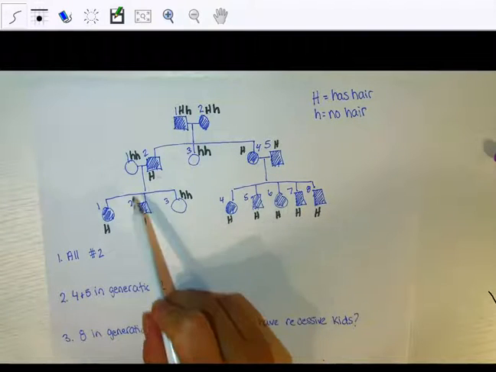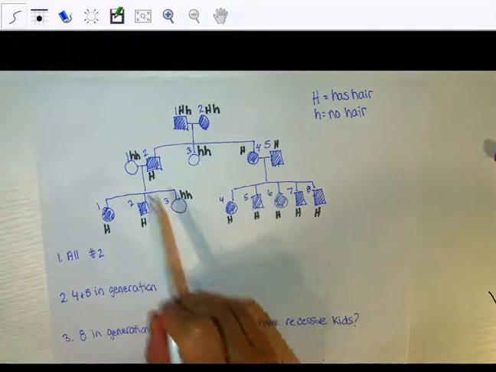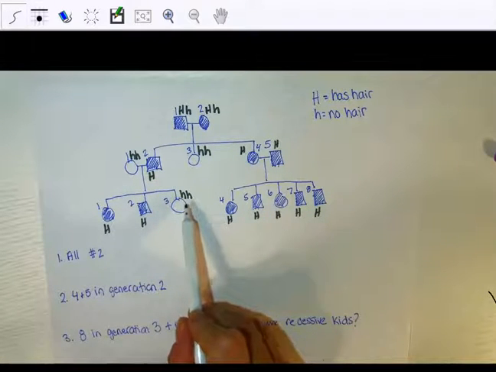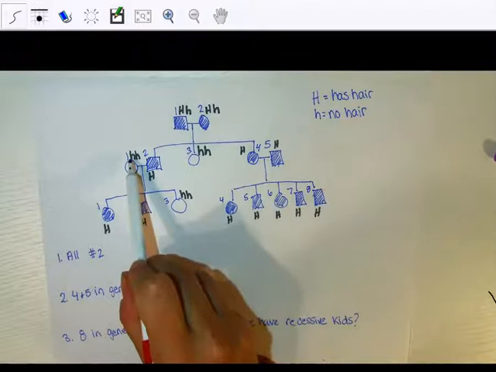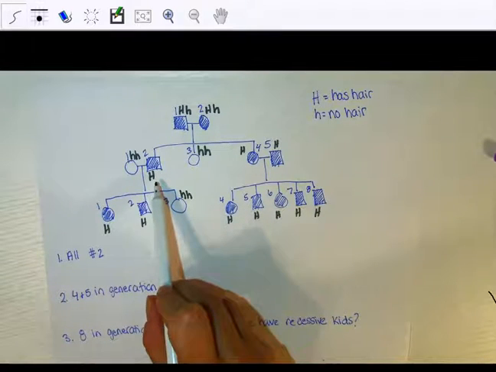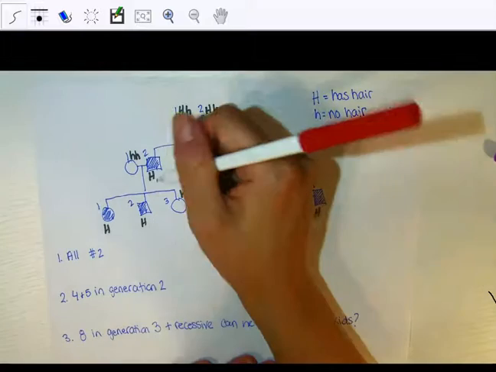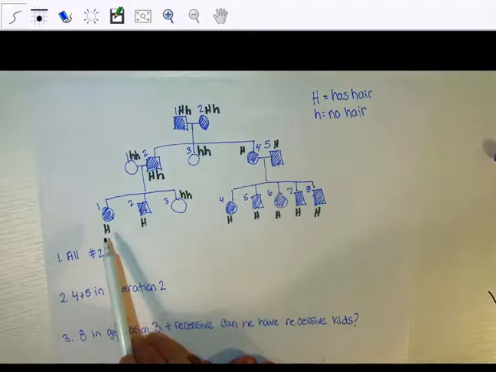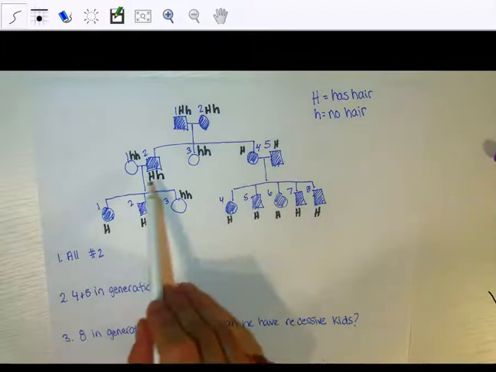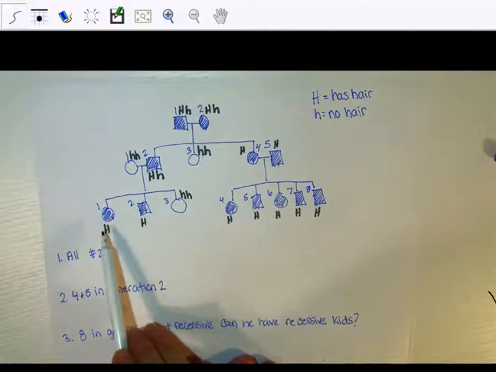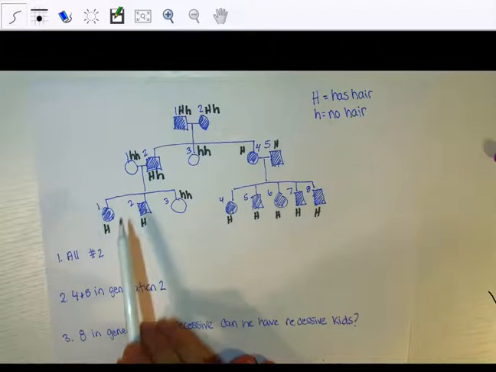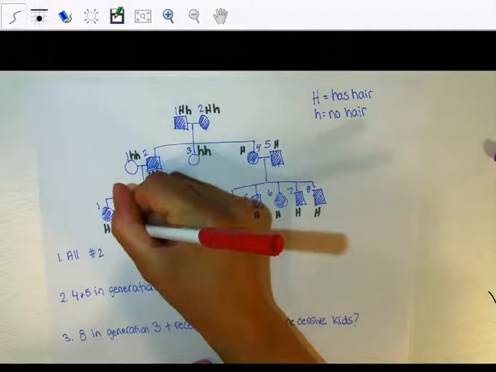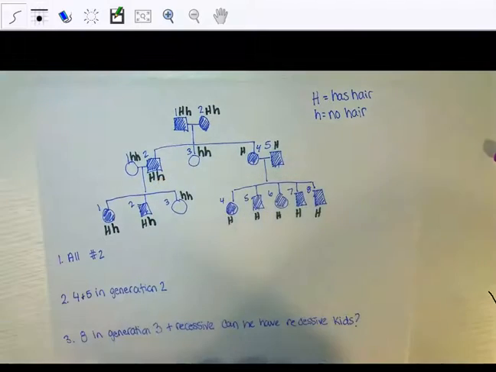So I'm going to look a little bit further down here, and I'm going to say, okay, these two had a kid with little h. So that kid got one little h from mom, and had to get the other little h from dad. So I know this guy, right? In addition, I know that these kids from these parents each have one big H, but they had to get an H from dad, and all mom has to give are little h's. So I can figure those guys out.